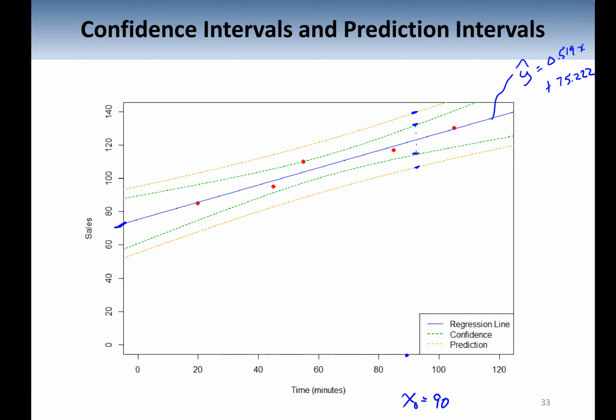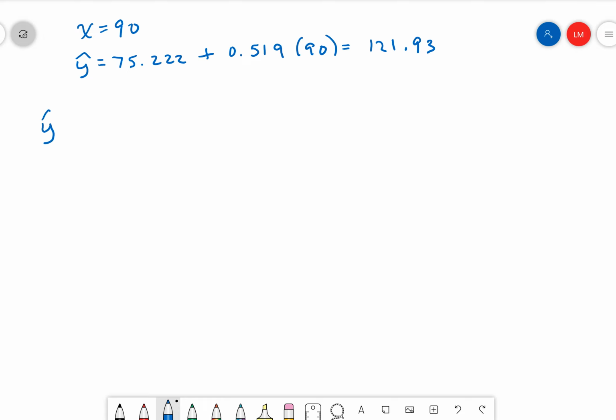Okay, so let's do an example here, and let's use x equals 90, like I had mentioned. We can plug that in. So y hat would equal our intercept 75.222 plus our slope 0.519 multiplied by 90, and we get a y hat of $121.93. Okay, so we can then construct a confidence interval for that given value of x naught equals 90.